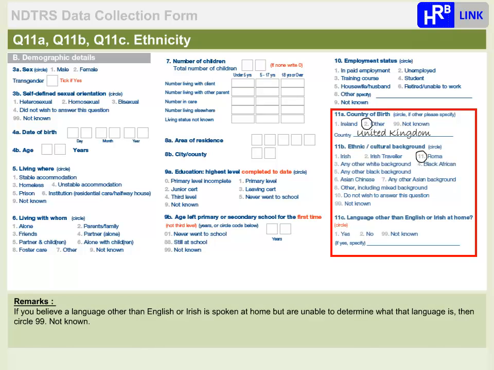If you believe a language other than English or Irish is spoken at home, but are unable to determine what that language is, then circle 99, Not Known.